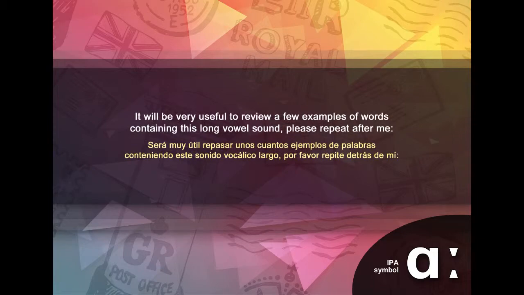It will be very useful to review a few examples of words containing this long vowel sound. Please repeat after me. Heart, park, aunt, car, marvelous, calm.